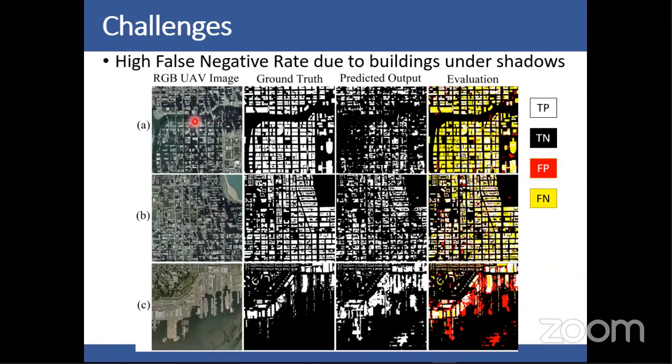So if a building was under a shadow, the model was not extracting that building, and that led to a very high false positive rate. Here we can see all the yellow color is false positive.